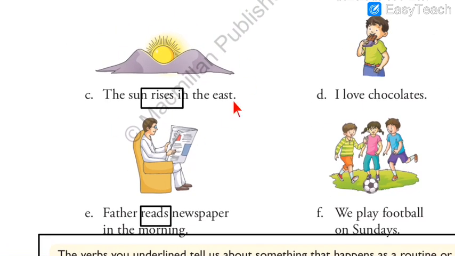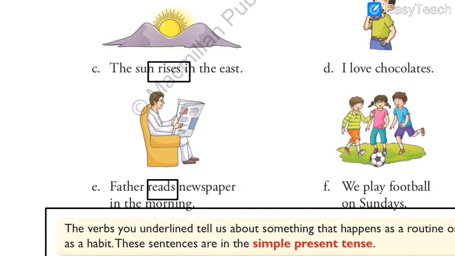The sun rises from the east. So it is a routine, no? It is a fact. It is routine. It happens daily. Routine means the things which happen daily. Like you go to school, yes, the teacher teaches you. Daily it happens. Again, father reads newspaper in the morning. So this is his habit, correct?